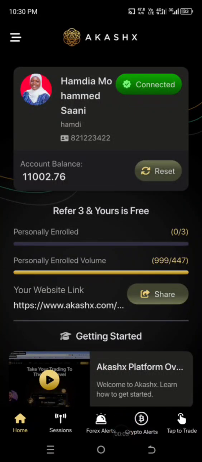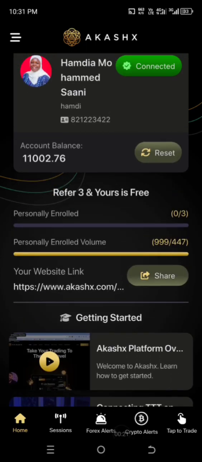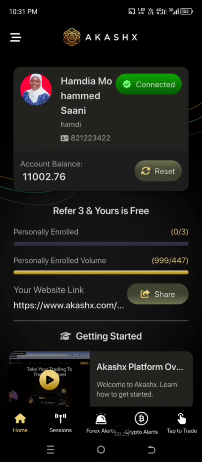Hello everyone. In this video I'm going to show how to use the breakout momentum scanner to be able to trade. So I'm at the Akashx back office.